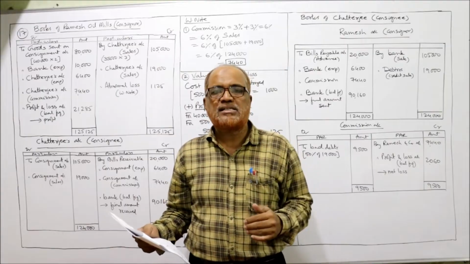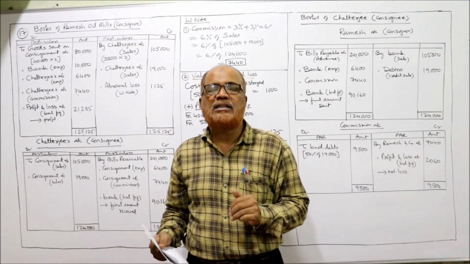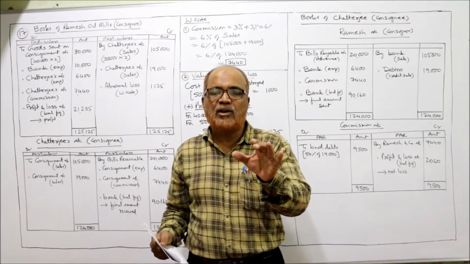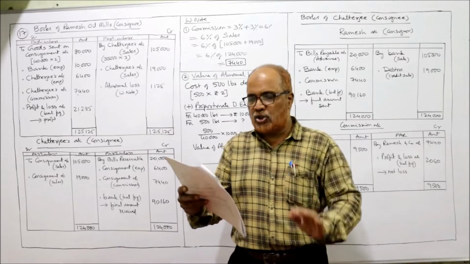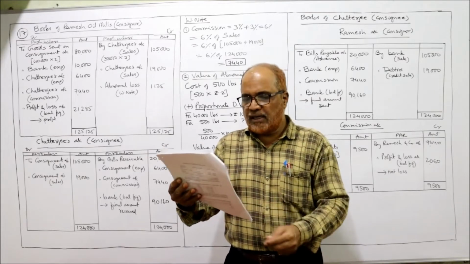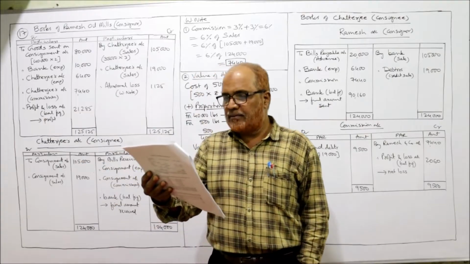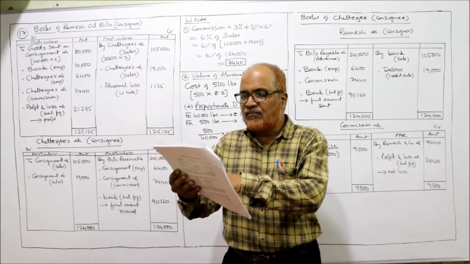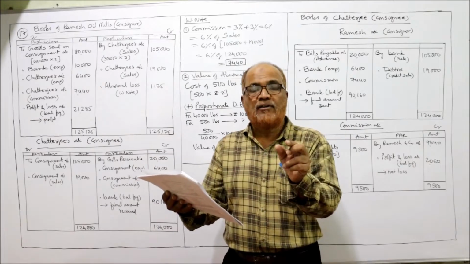How many pounds he has sent? 40,000. So 40,000 into 2, 80,000 rupees is the value of the goods sent by consignor to consignee. Now, the consignor paid 10,000 as freight and insurance. Then, during transit, 50 tins were totally destroyed.